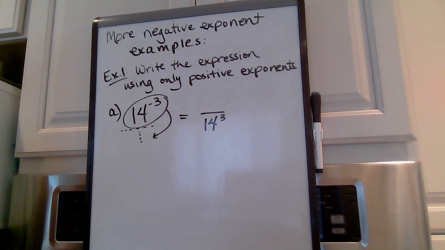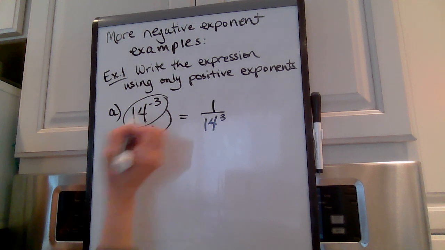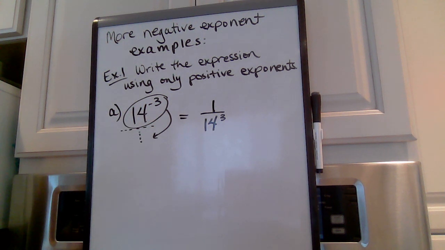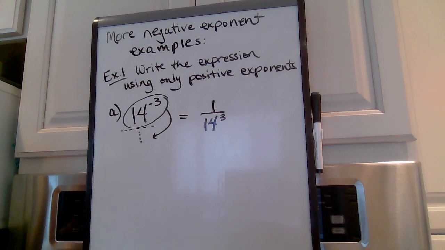And what's left in the numerator is not a 0. We hold that space with a 1. You could even think of it as 1 times 14 to the negative 3. That's where that 1 comes from. So negative exponent in the numerator means it belongs in the denominator. Once you put it where it belongs, it becomes positive.